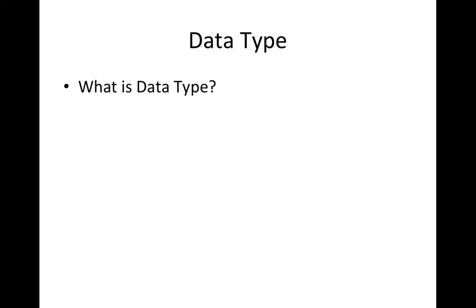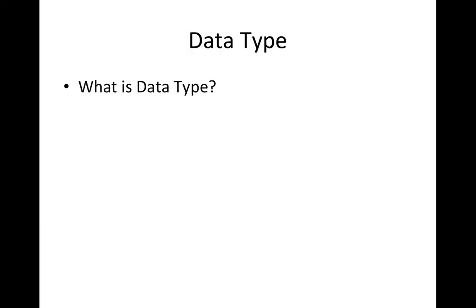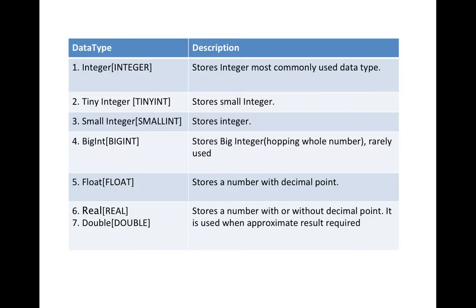What is a data type? We saw we are using so many different kinds of data. We were using roll number, name, address, standard. So what is the data type? It is the type of data that we want to save under a particular column, or in other words, the type of data that we want to save under the particular field. So what data types are present?